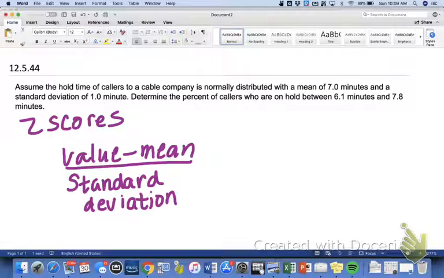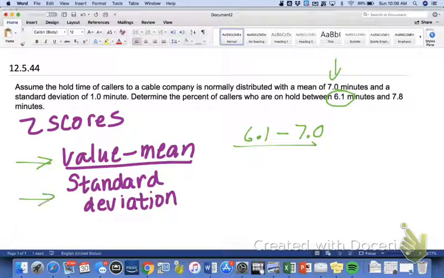And remember the formula to convert these into z-scores. You take the value and subtract the mean from it. So I'm going to do 6.1, my first value, and I'm going to subtract 7.0 because that is my mean, and then I'm going to divide it by my standard deviation. So if I do that, I get negative 0.9 divided by 1. So the z-score for 6.1 is negative 0.9.